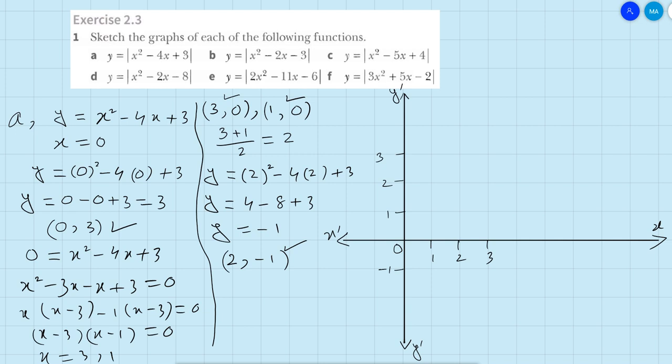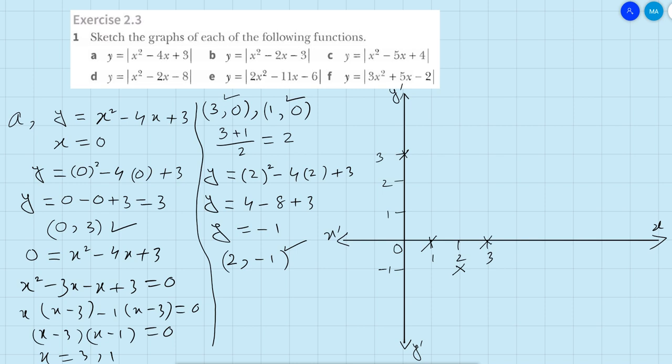When x is 0, y is 3. This is the first point. The second one is 3, 0. This is the second point, 3 comma 0. The third point is 1, 0. And the coordinate of the maximum or minimum point is 2 comma minus 1. So this is 2, minus 1.